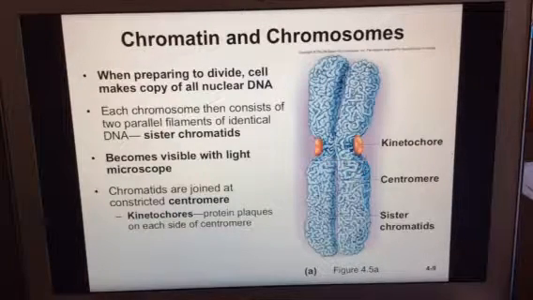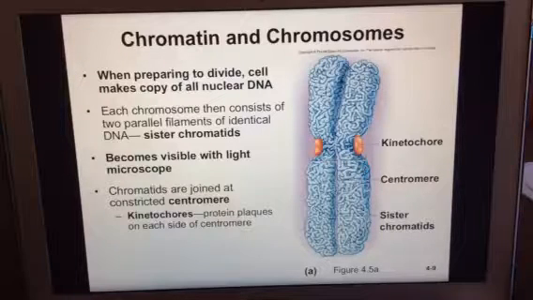When the cell is preparing to divide, the DNA is going to make a copy of all of its DNA, and there's a separate video for that on DNA replication. The DNA will be organized into chromosomes at that point, and each side of the chromosome is called a chromatid. And so each side of the chromosome at that point is going to have identical DNA. We would be able to see this with a light microscope just during cell division.